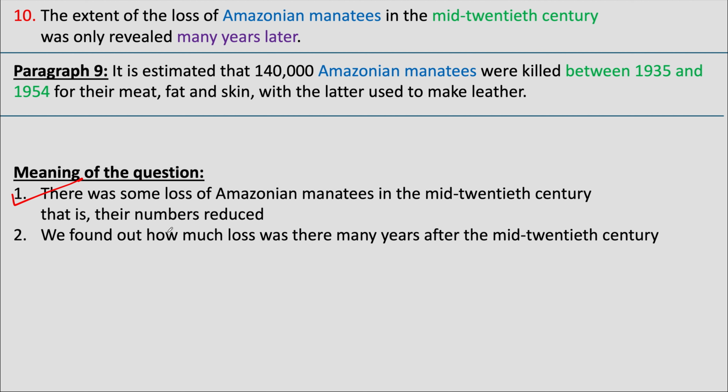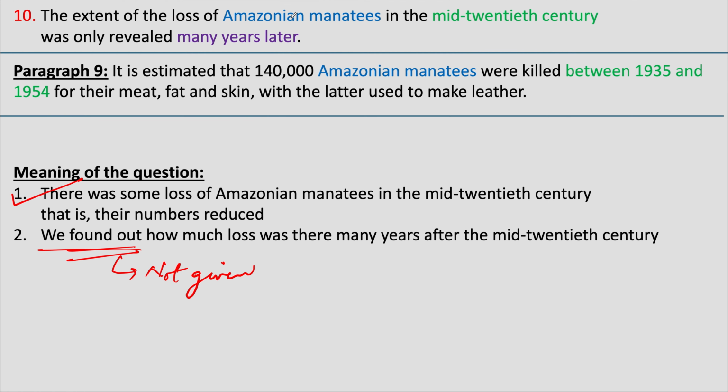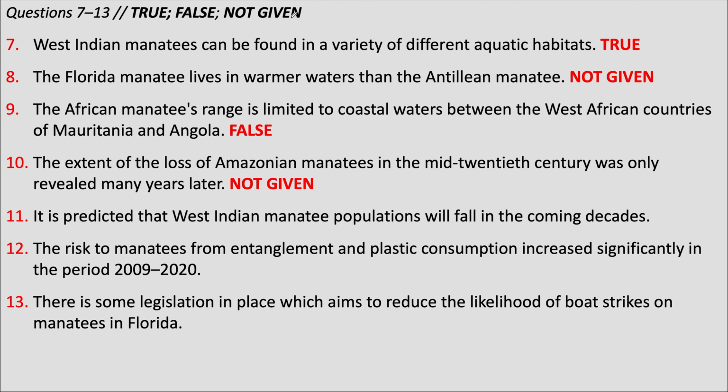But there is no mention of when we found out about this loss. Was it at the same time or much later? This part is not given in the passage. The next sentence in the paragraph mentions recent years, but this is connected to African manatees, not to Amazonian manatees. So the second part of the question is not mentioned. The answer to question 10 is not given.